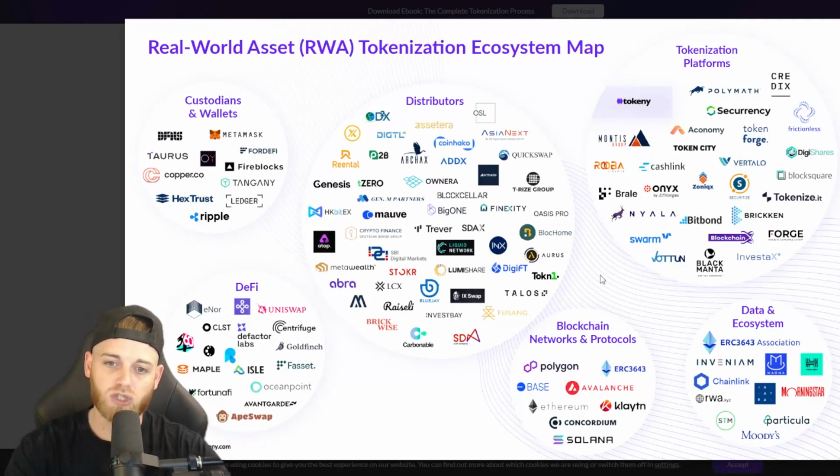Now, the blockchains and the networks and protocols that are hosting this right now, you've got Polygon, Ethereum, Solana, Avalanche. Obviously, they're the main ones. They're the popular blockchains, the blue chips out of all of them.